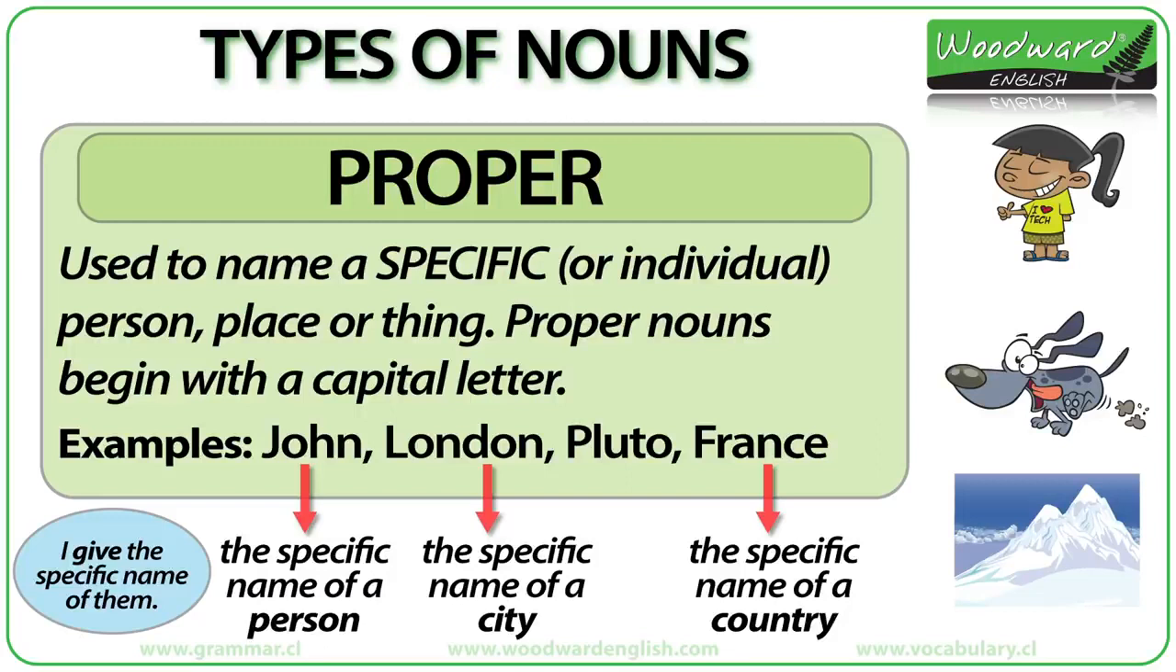Girl is a common noun as it refers to a type of person without being specific. Susan is a proper noun because we specify the name of that girl. Dog is a common noun as it refers to a type of animal without being specific. Max is a proper noun because we specify the name of that dog. Here, Max. Come here, Max. Your dinner's ready. Max is the name of the dog, so Max is a proper noun.